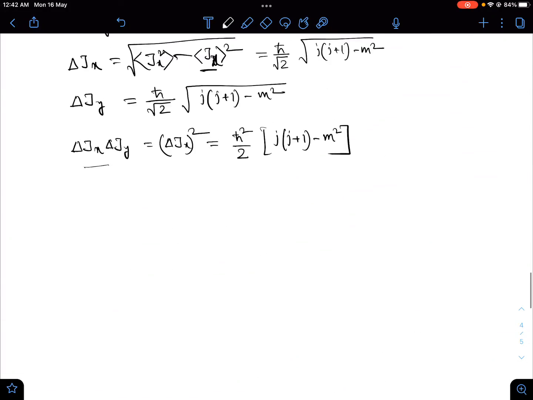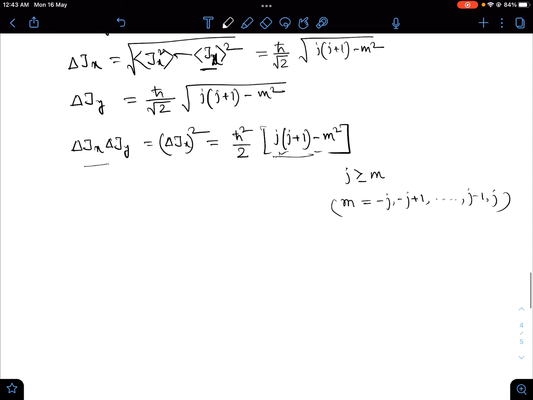So we have our relation. What do we know about j and m? We know that j must be greater than or equal to m, because for a given value of j, the m values go from minus j to plus j, so minus j, minus j plus 1, up to j. That is why j must be greater than or equal to m.